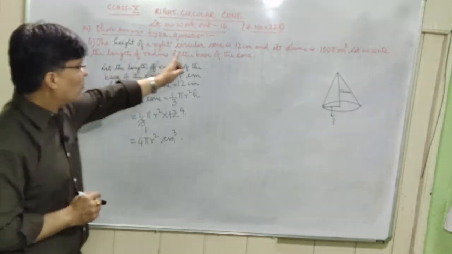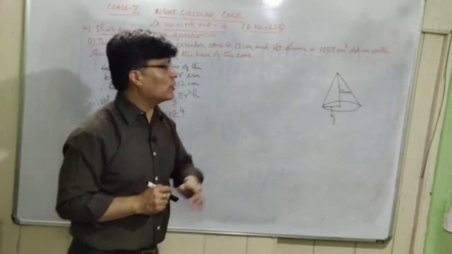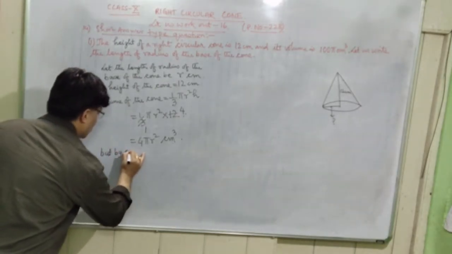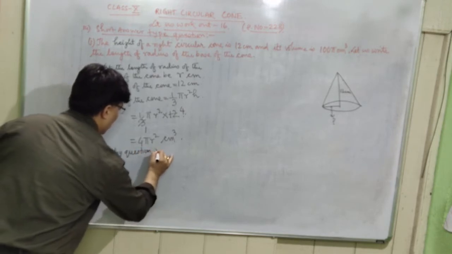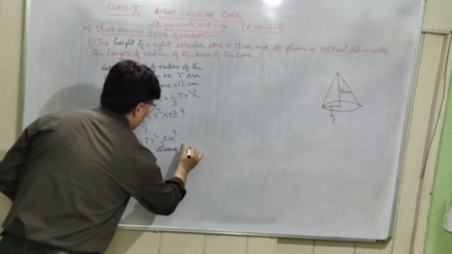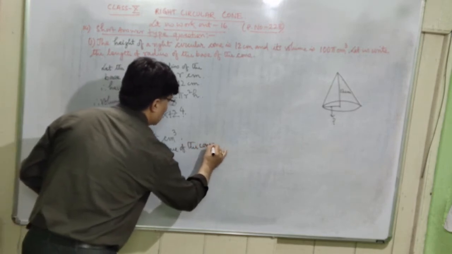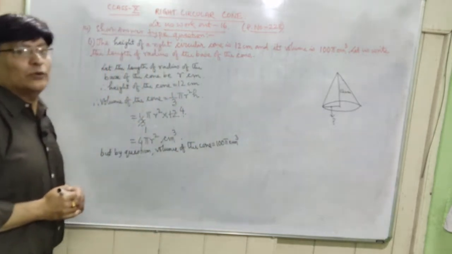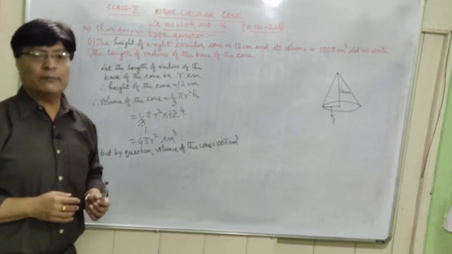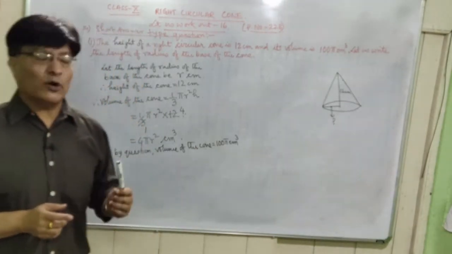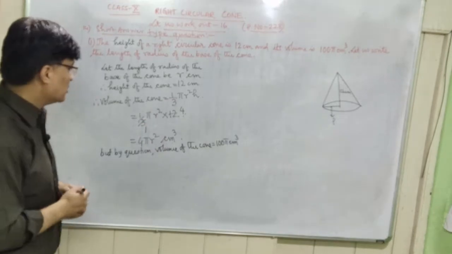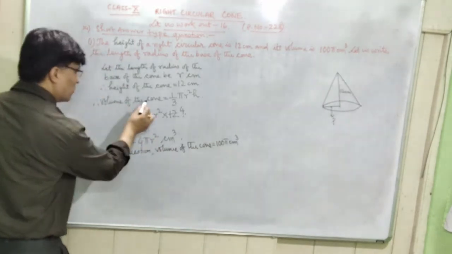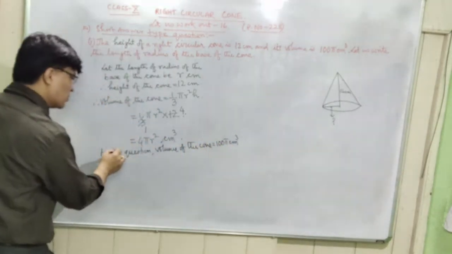But by question, what is the volume of the cone given? The volume of the cone is given as 100 pi centimeter cube. So you can equate these two. This 4 pi r square is the volume of the cone and 100 pi centimeter cube is also the volume of the cone, isn't it?